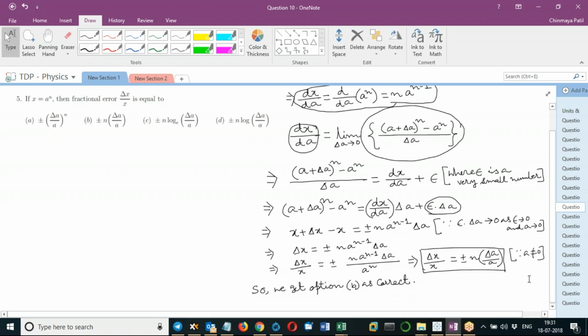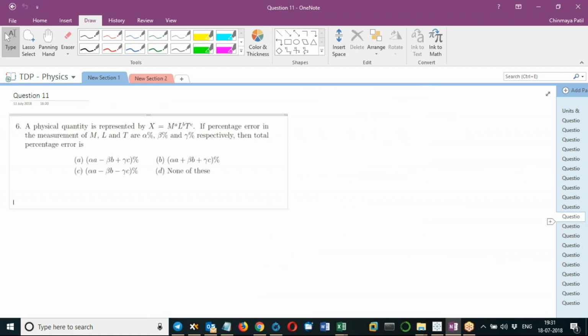Now let us go to the next question. A physical quantity is represented by x equal to m power a, l power b and t power c. If the percentage errors in the measurement of m, l and t are alpha percent, beta percent and gamma percent respectively, then the total percent error is which among these four?